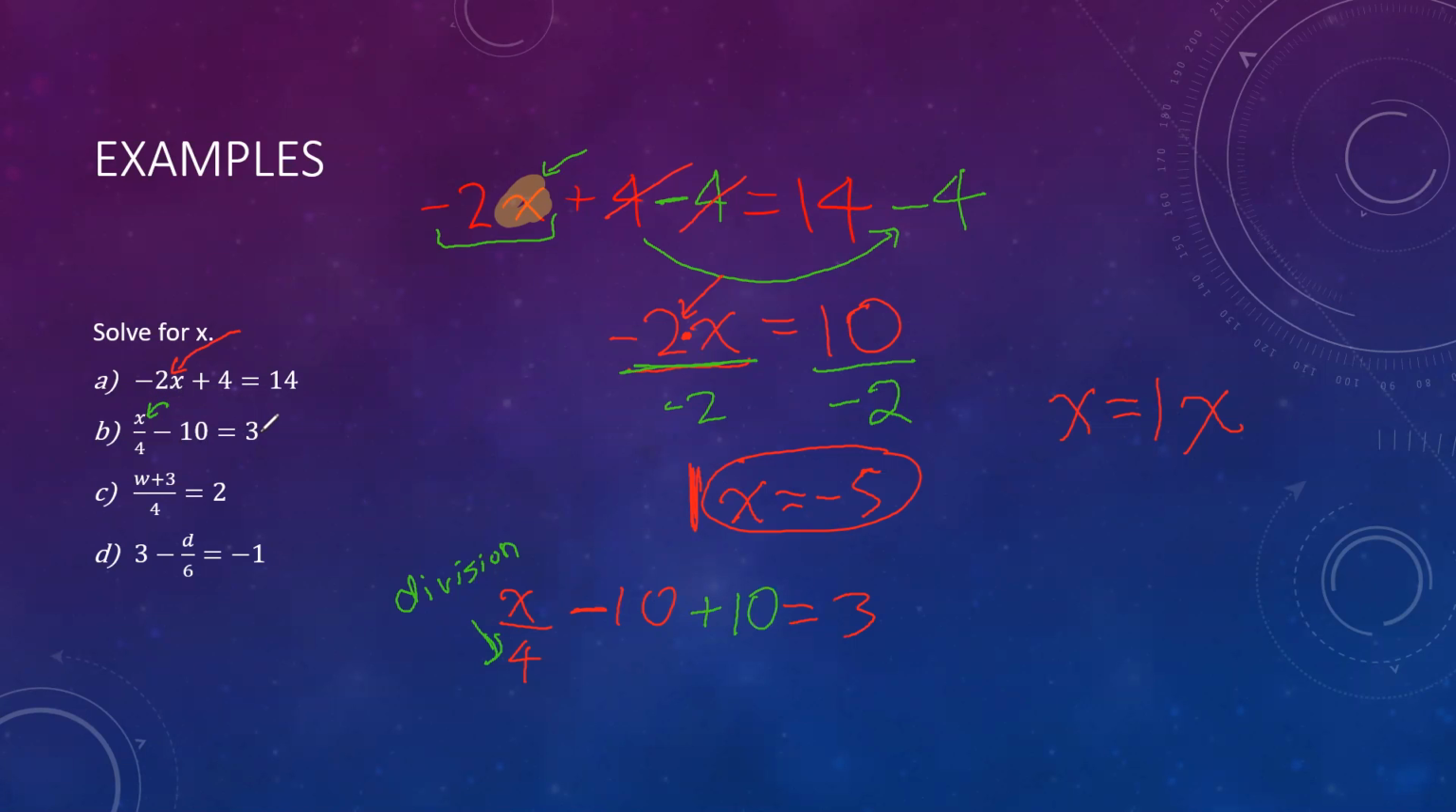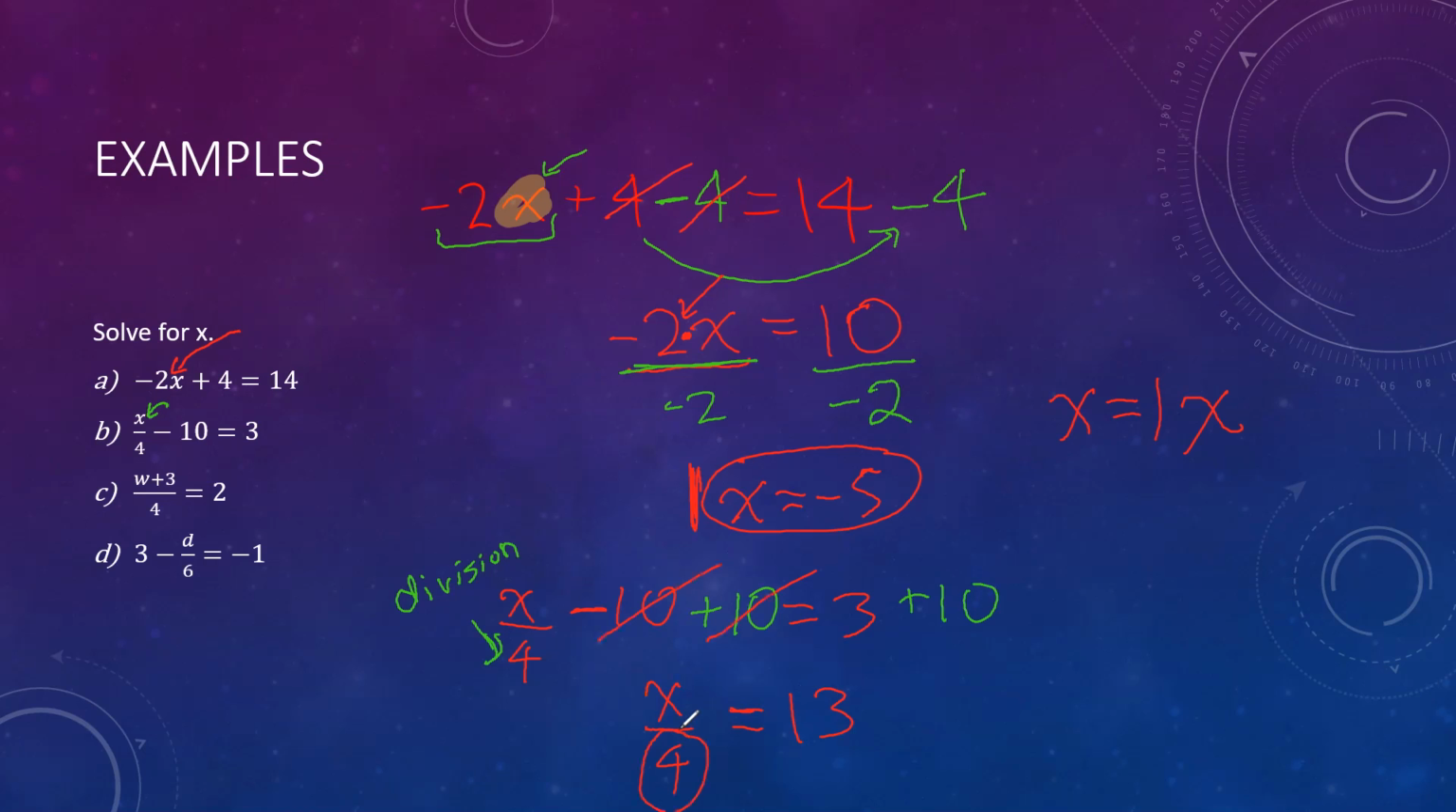So I'm going to think to myself, all right, if I want to get rid of the negative 10, I'm going to add 10 to both sides. So I add 10 to both sides, and this ends up giving me x over 4. And the negative 10 plus 10, what happens here? Well, negative 10 plus 10 cancels each other out. And then we're left with x divided by 4 is equal to 13. So now I have to think to myself, all right, how do I get the x by itself? Well, I'm dividing by 4 here.